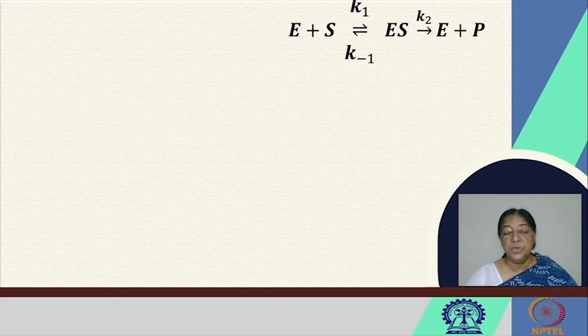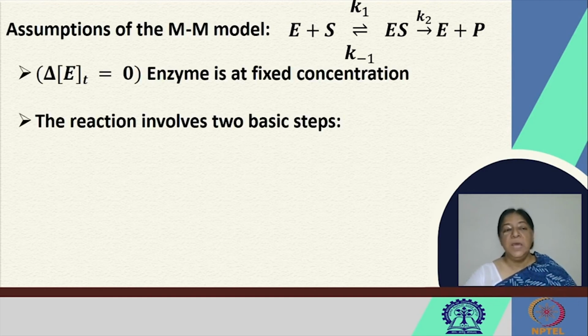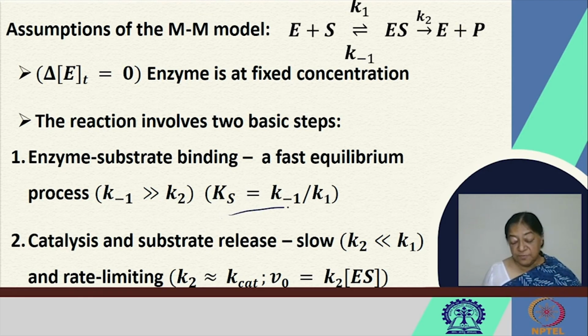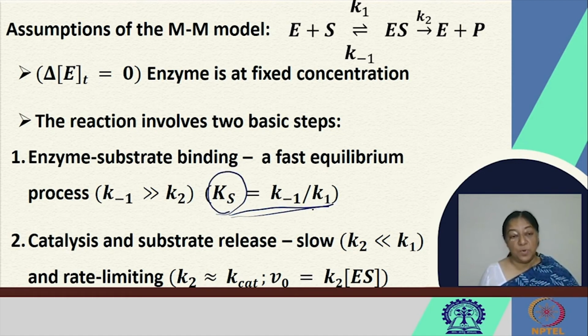So here is our equation, our specific expression for the enzyme substrate complex formation and its subsequent formation of the products. Now, the assumptions of this Michaelis-Menten model say that the enzyme is at a fixed concentration and the reaction involves two basic steps. One is a fast equilibrium process, where we have an equilibrium which we define as the backward reaction rate divided by the forward reaction rate, where we have our K inverse process much larger than the K2.